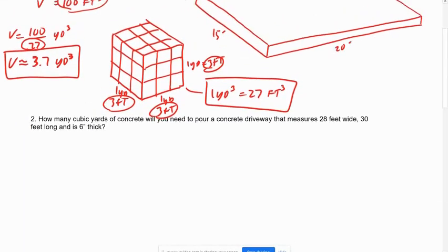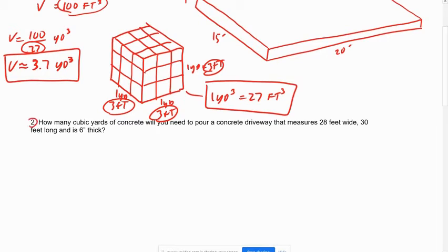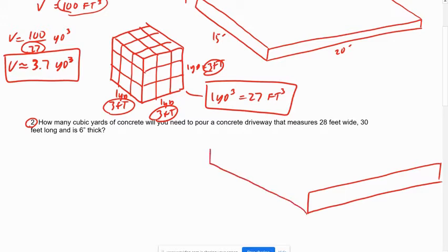Okay, so go ahead and pause your video and try number 2. Press play when you're ready to see the solution. This time our driveway measures 6 inches thick, and it's 28 feet wide and 30 feet long. So if this is 6 inches, 28 feet and 30 feet.